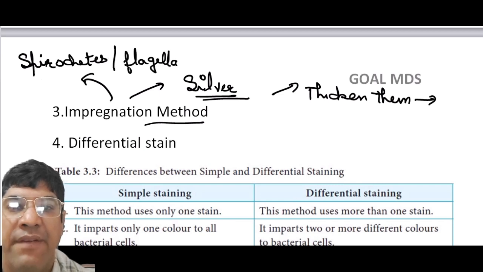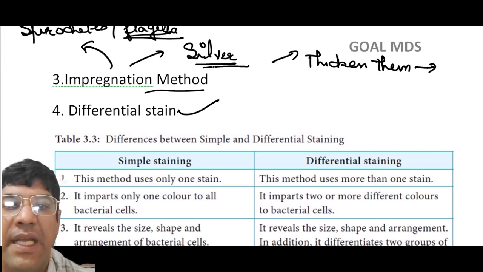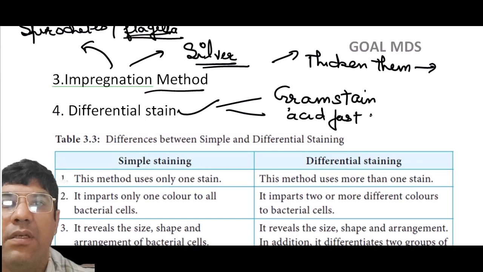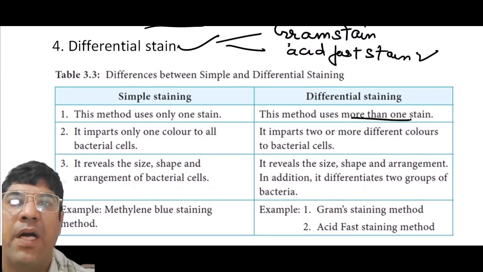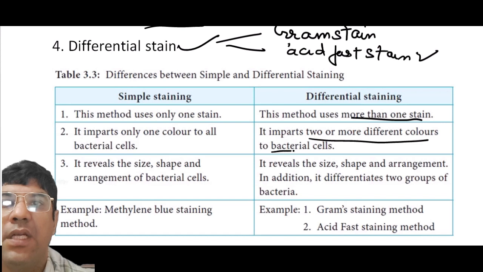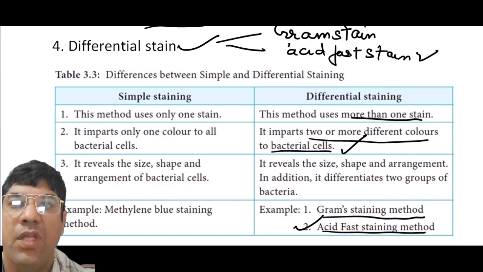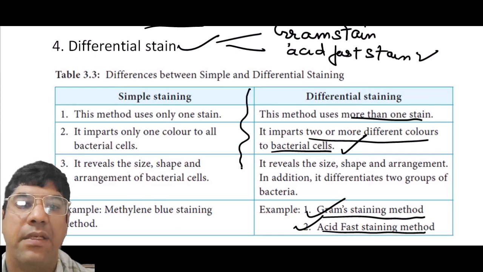The next stain is the differential stain. Differential staining imparts different colors to different bacteria. The most commonly used stains in this are the gram stain and acid fast stain. In differential staining, we use more than one stain. It imparts two or more different colors to bacterial cells. Examples are the gram stain and acid fast stain. So that is the difference between the simple staining and the differential staining.